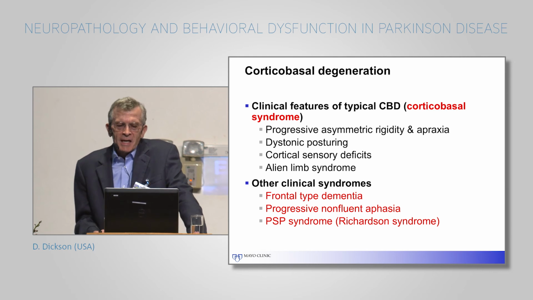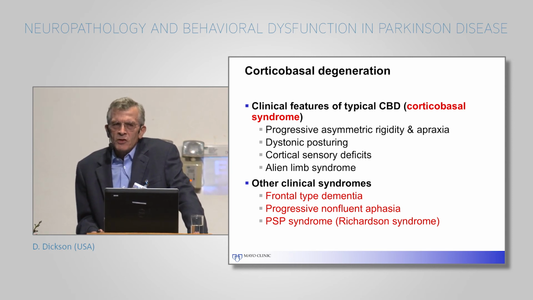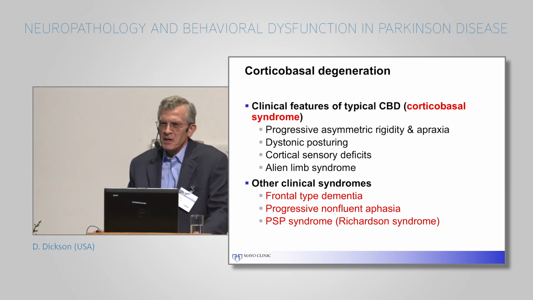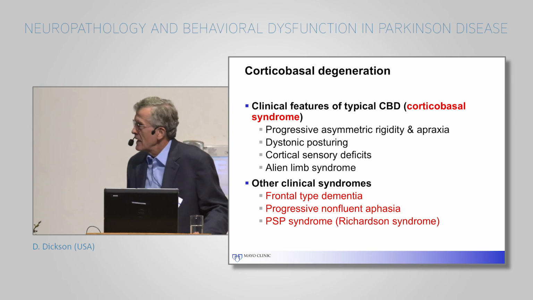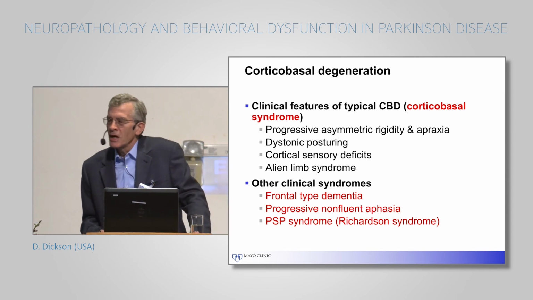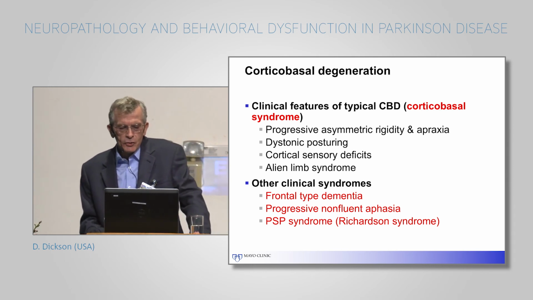Corticobasal degeneration is a rare disorder that's infrequently accurately diagnosed clinically. In our brain bank series of pathologically confirmed corticobasal degenerations, the clinicians get it correct 40% of the time. Not even flipping a coin. Flipping a coin would do better than making a diagnosis of corticobasal degeneration.